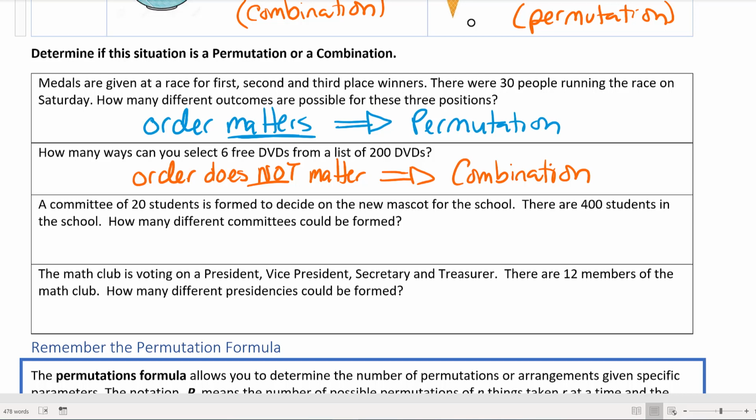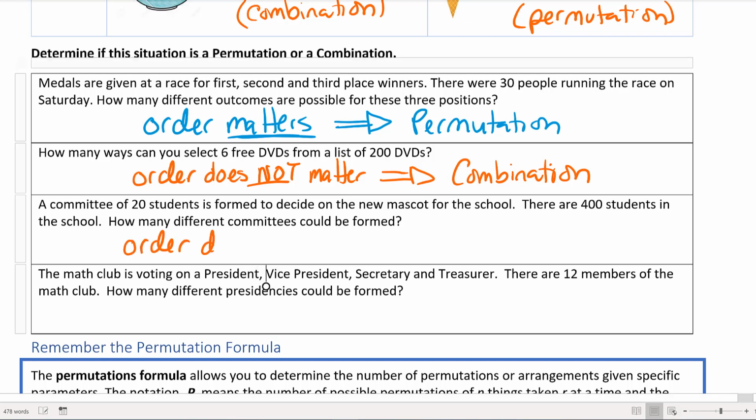Next, we have a committee of 20 students to be formed to decide on the new mascot for the new school. There are 400 students in the school. How many different committees could be formed? Well, if you think about a committee, is one person more important than another person on a committee? No. Does the first person chosen make any difference compared to the last person chosen? No. On a committee, everyone's working together, so order does not matter. Therefore, this is a combination again.